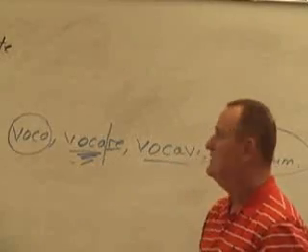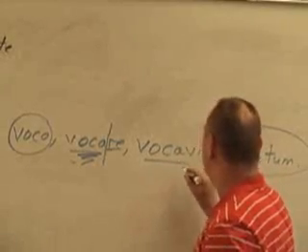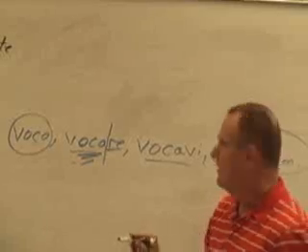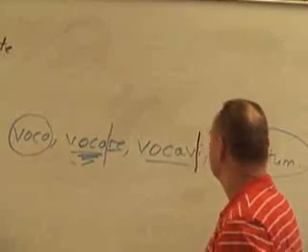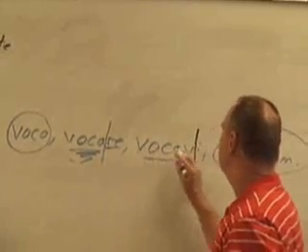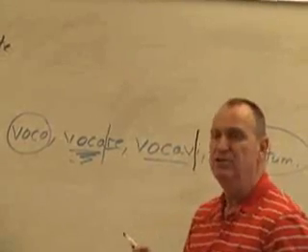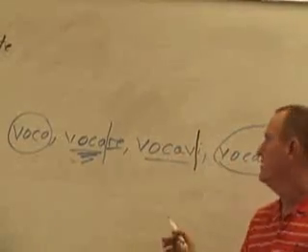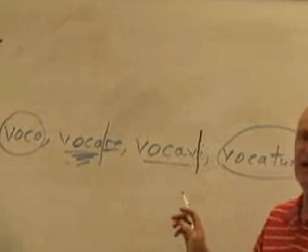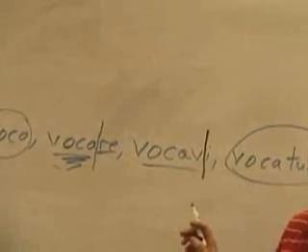The third principal part. We need the perfect stem. How do you find the perfect stem on the third principal part? You cut off the I here, and you've got V-O-C-A-V. Now, you do this to any verb, but whatever is in front of this I will not always look the same.